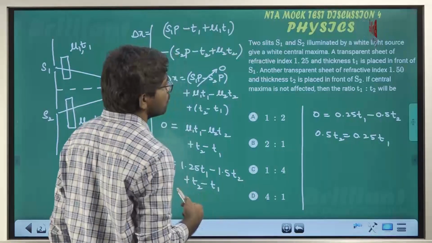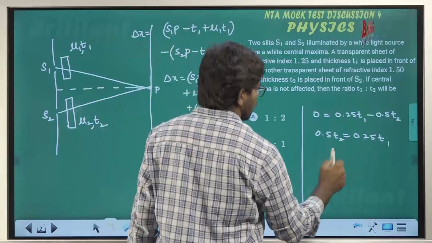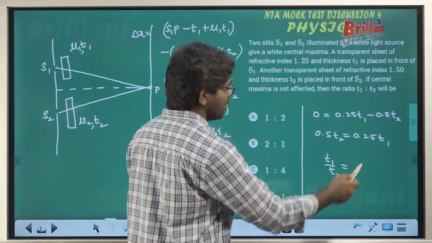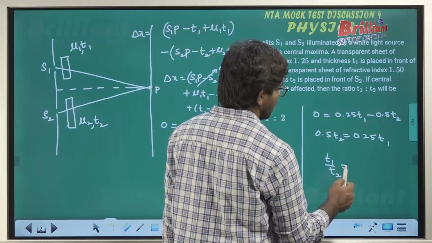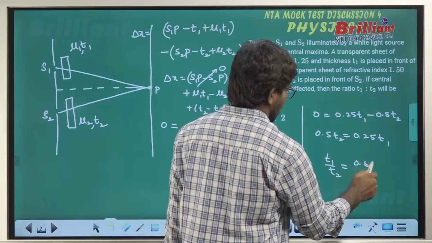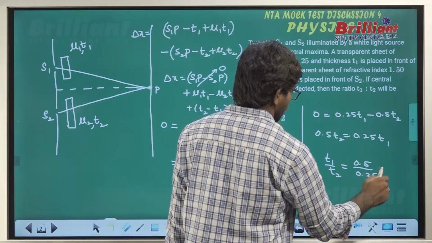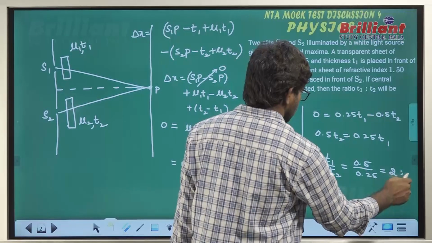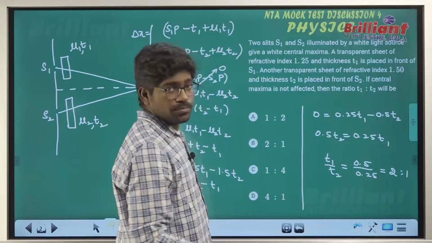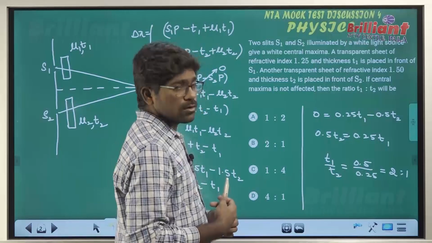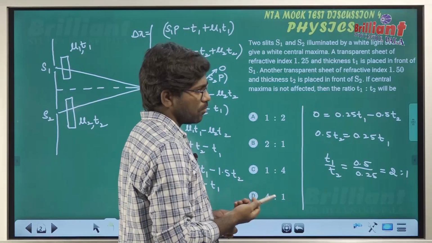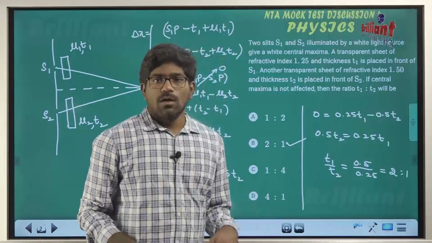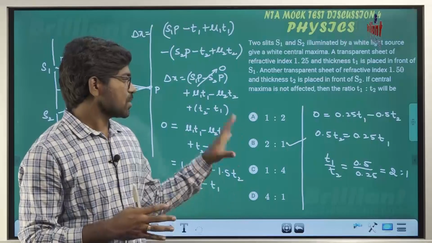It's just a calculation you need to do here. They are asking what? T1 by T2. How much is it? 0.5 by 0.25. That will be 2, right? So 2 is to 1. Yes or no? 0.5 is 1 by 2, so it will be 2 by 1. Okay, everybody, right? That's the thing.